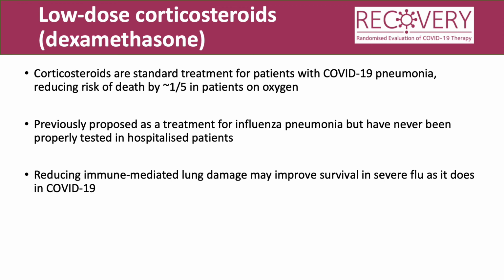Corticosteroids were proposed as a treatment for influenza pneumonia long before the coronavirus pandemic, and are sometimes used for this indication, but they've never been properly tested in randomised trials. It may be that by reducing immune-mediated lung damage, steroids produce a similar benefit in flu to that seen in COVID, but given the different pathologies of the two infections, they could be inactive or even harmful.